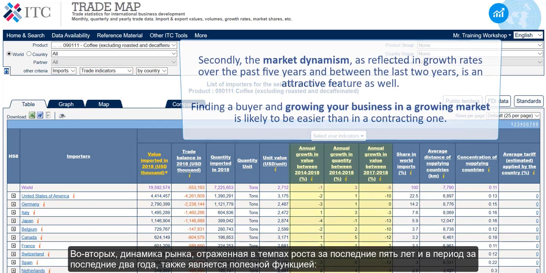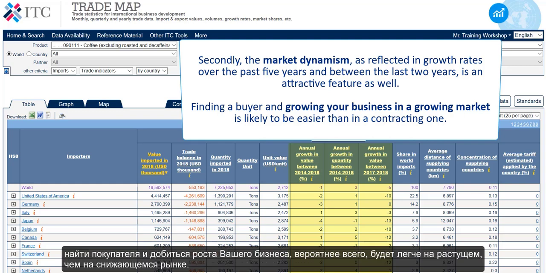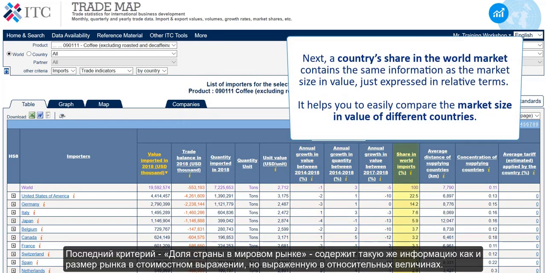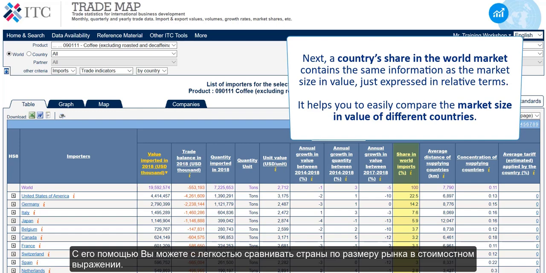Secondly, the market dynamism, as reflected in growth rates over the past 5 years and between the last 2 years, is an attractive feature as well. Finding a buyer and growing your business in a growing market is likely to be easier than in a contracting one. Next, a country's share in the world market contains the same information as the market size in value, just expressed in relative terms. It helps you to easily compare the market size in value of different countries.